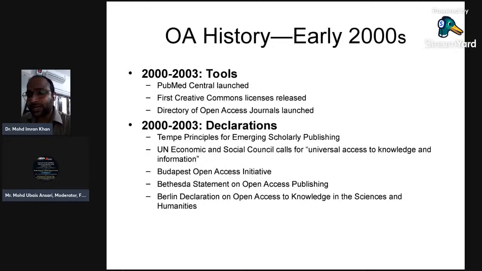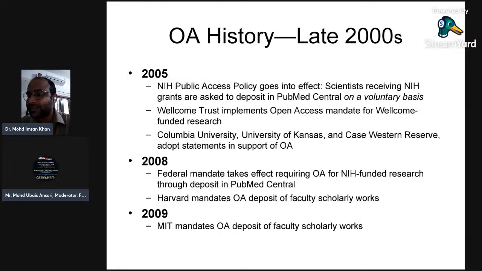These three initiatives were called the 3 Bs of Open Access. The Budapest Open Access Initiative, the Bethesda Statement on Open Access Publishing, and then the Berlin Declaration. These are called the 3 Bs of Open Access.